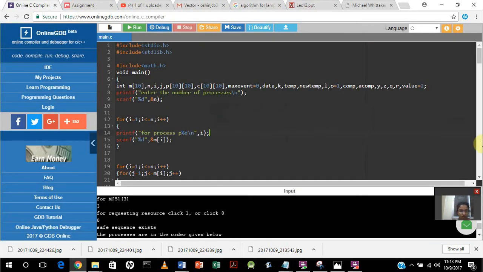So this is my program. I've used the math.h library because I am using the power function. This is where I've initialized all my variables. I have declared the number of processes that I need and the number of events in each process in the next one.